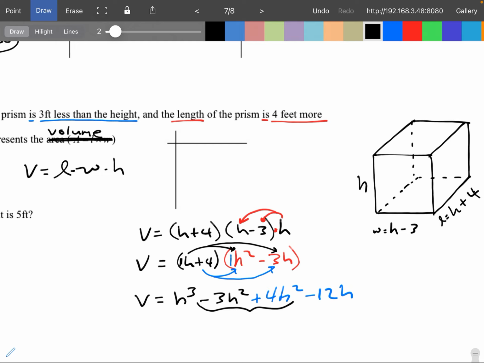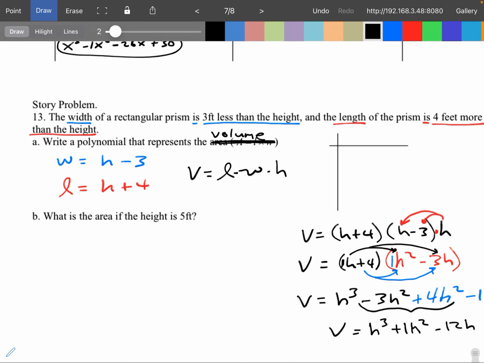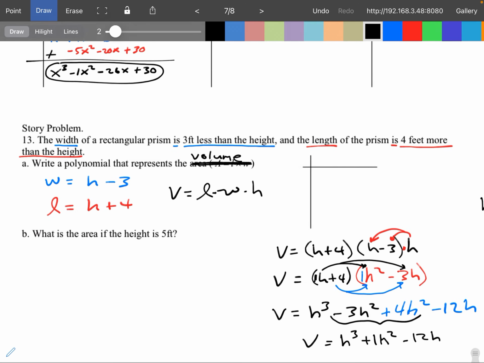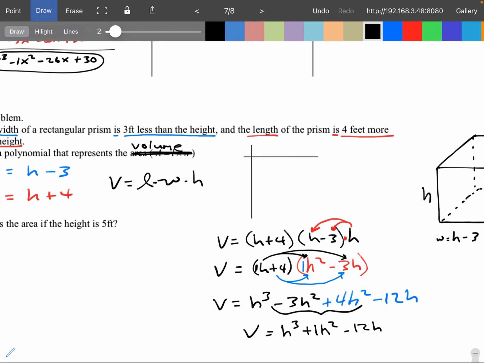So what's 4h squared take away 3h squared? 1h squared. That'd be a positive 1, right? And then I got that h cubed out in the front still, and I got the minus 12h at the end. And then that's equal to my volume. So all of that is the answer to part A. Part A said write a polynomial that represents the volume. So that whole thing right there, I'll put part A right there. That's the answer to part A.